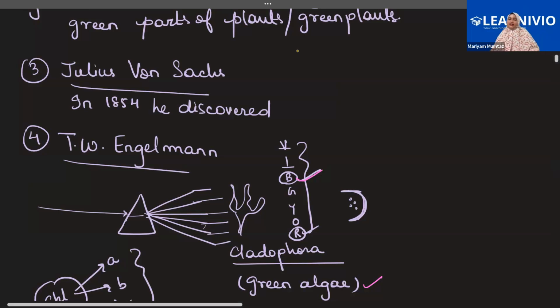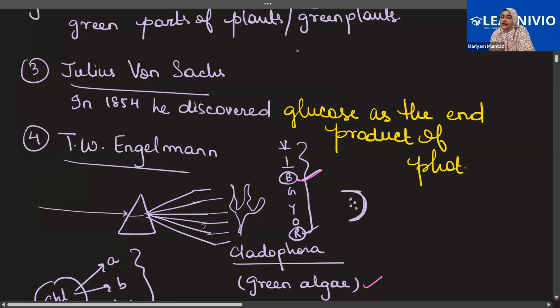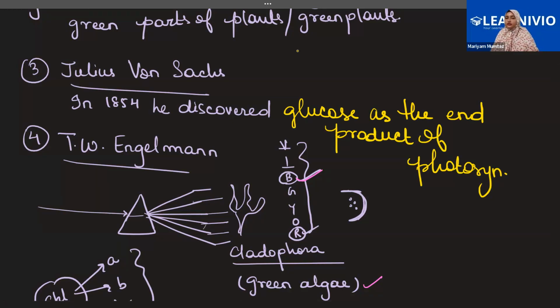Okay. He said that whenever the plants do the process of photosynthesis, glucose is the end product. So he discovered glucose as the end product of photosynthesis, meaning all those plants that will do the process of photosynthesis, the product of photosynthesis will be the glucose molecule. This is what he discovered.